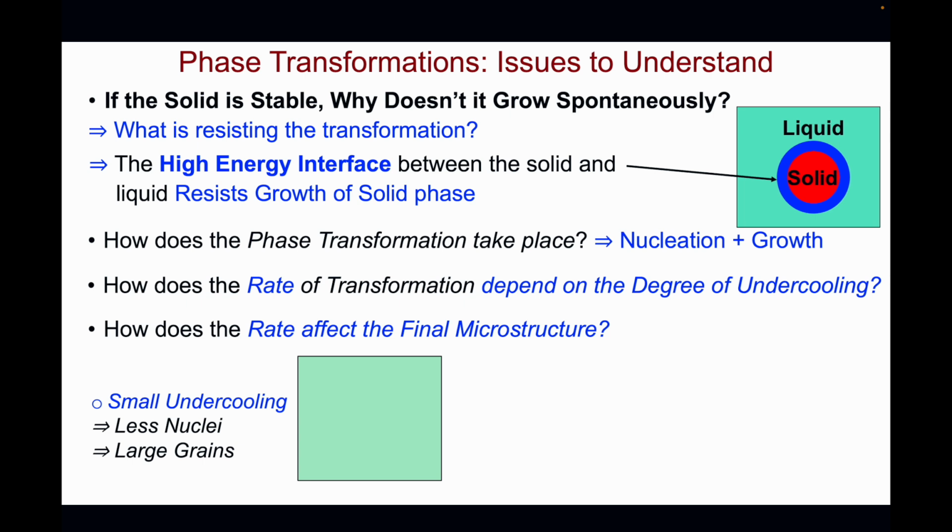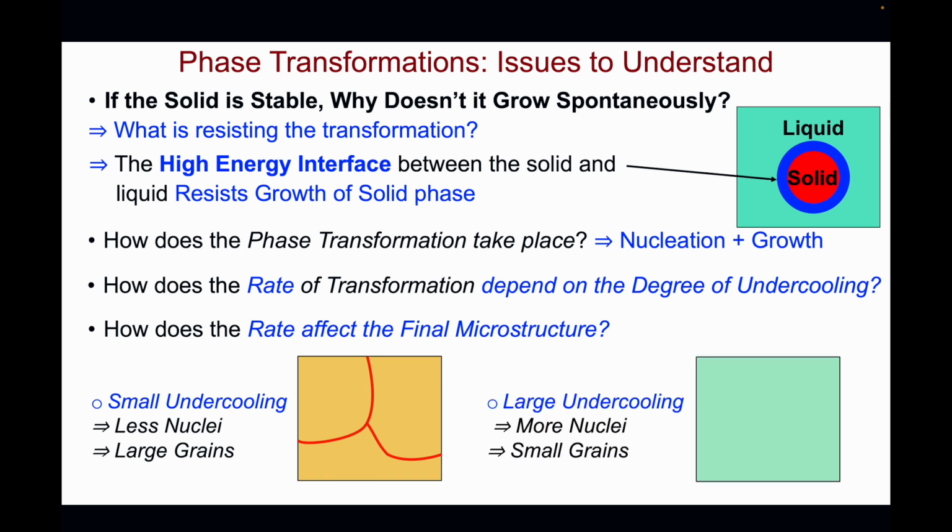Yes, it does. For example, for a small amount of undercooling, fewer solid nuclei are formed. We'll see why later. And therefore, when they grow, there are fewer and larger solid grains after the solidification is complete. In contrast, a larger undercooling results in many more nuclei, and the solidification is completed when these grow and form much smaller grains. Again, we'll explain why later.